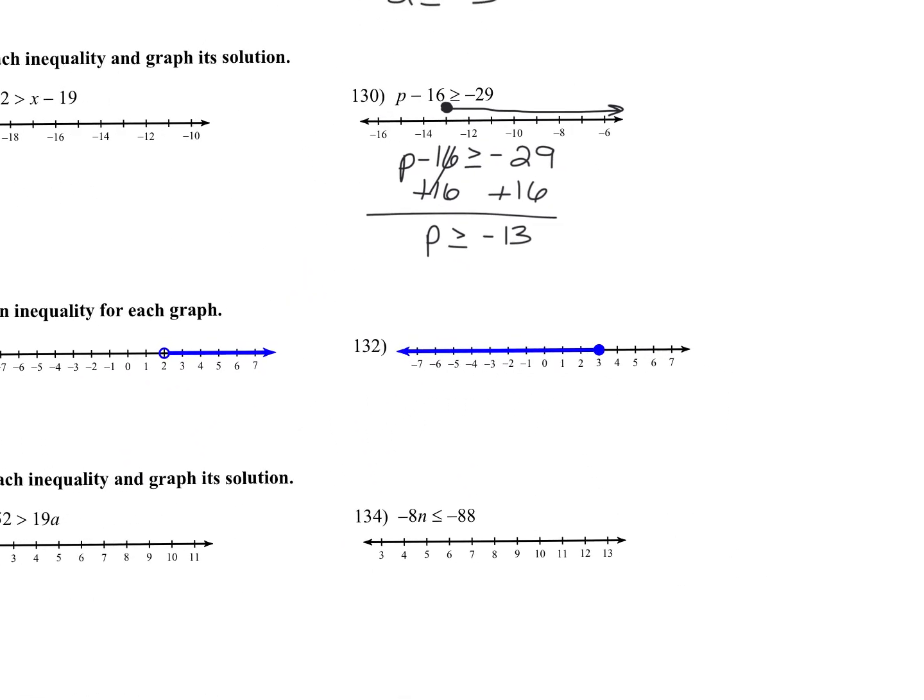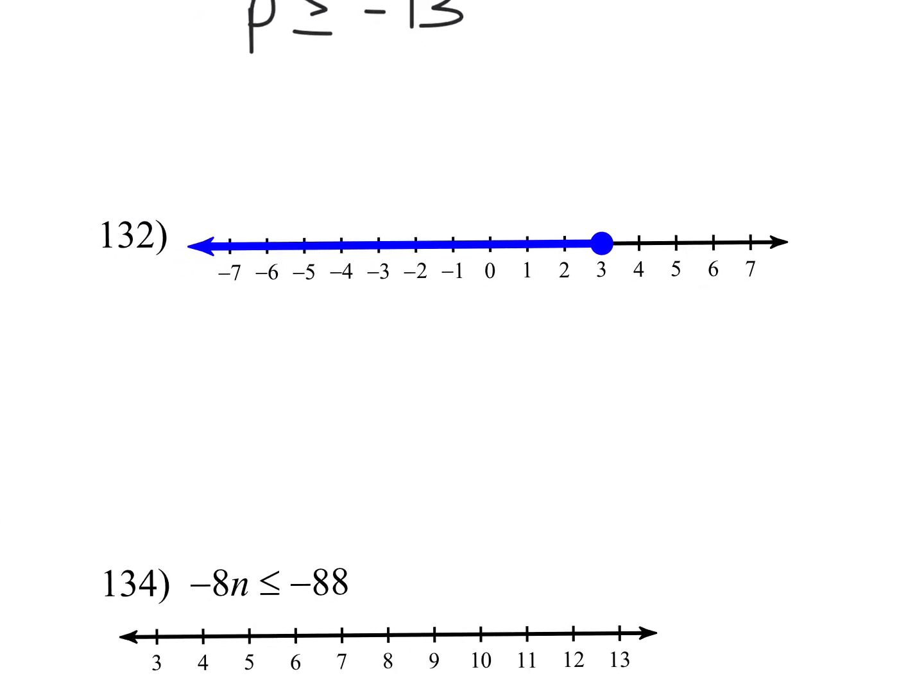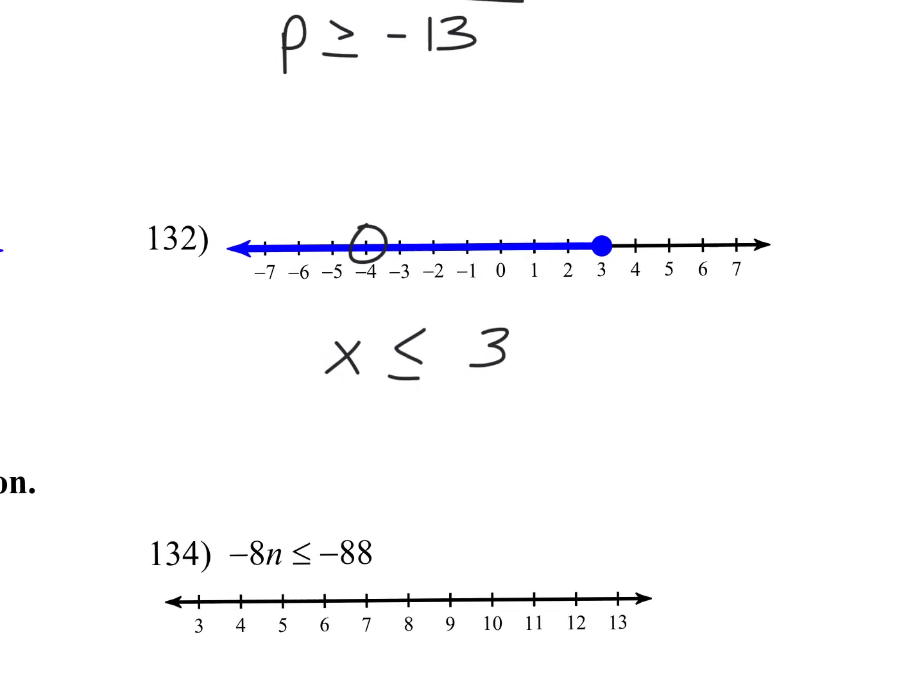Okay, on these ones, we're writing it ourselves. What are the two things we start with? The letter and the number. Now, which way is our arrow pointing? Left, so we need to have our sign pointing to the left. And then what do we have to check? Open or closed? Closed, so I need to add the equal sign underneath. And then to check, I'm going to pick -4. Is -4 less than or equal to 3? Yes. So you know you did it correctly.